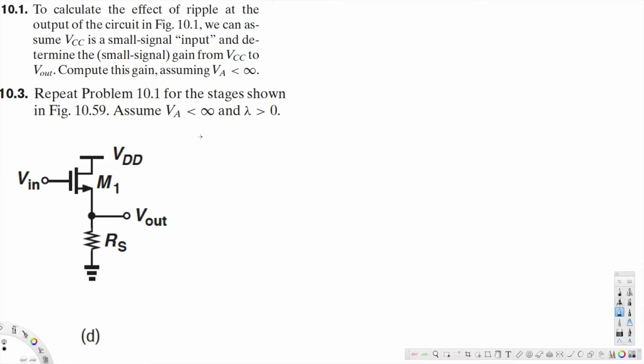Here I'm going to draw the equivalent model circuit of this one. The equivalent model will look like this. Vin, VGS.